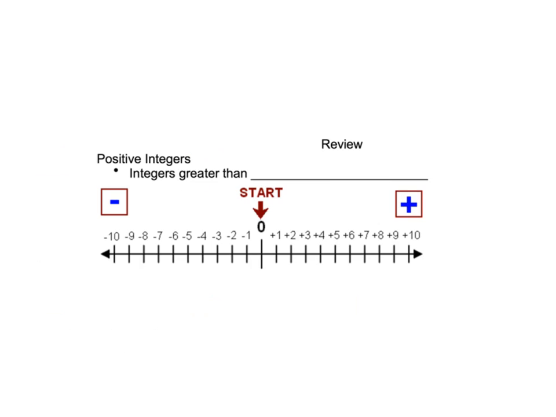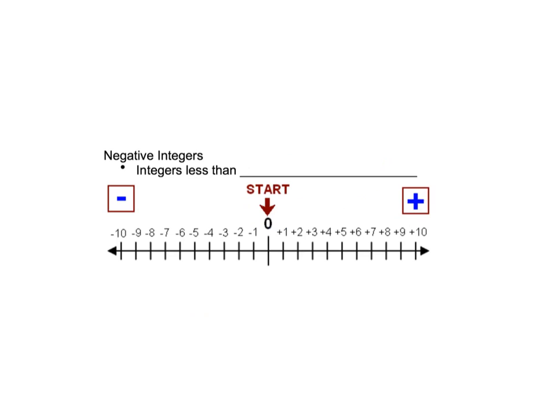Okay, for a little review, let's remember that positive integers are integers that are greater than 0. So, if we start at 0 and go to the right, those are all of our positive integers. So if our positive integers are all the numbers greater than 0, our negative integers are the integers less than 0. So that means if we start at 0 and go to the left, those are all of our negative integers.